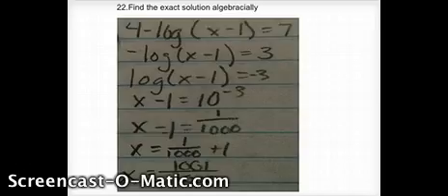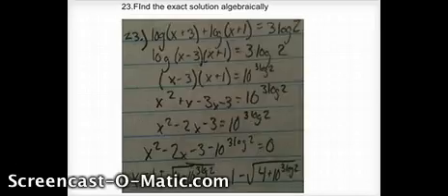Then you're going to add 1 to both sides, and you end up with x equals 1 over 1,000 plus 1, and you simplify this to get your answer of 1,001 over 1,000. The last problem we have is number 23, which also wants you to find the exact solution algebraically. The equation you have is log of x plus 3 plus log of x plus 1 equals 3 log 2. What you're going to do first is use the product rule and end up with log of x plus 3 times x plus 1 equals 3 log 2.